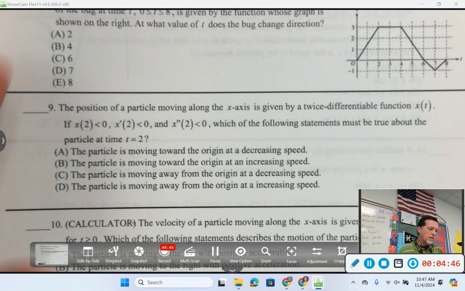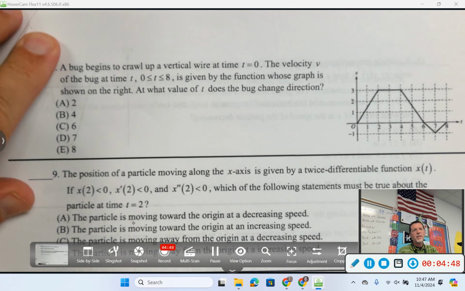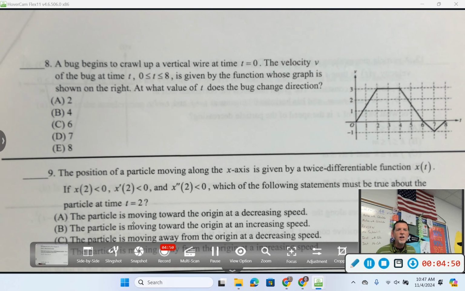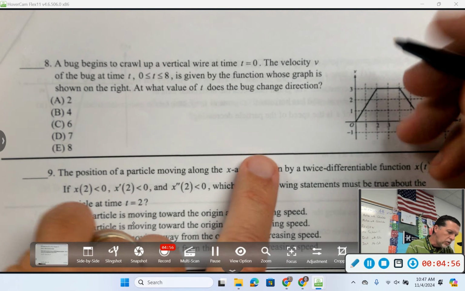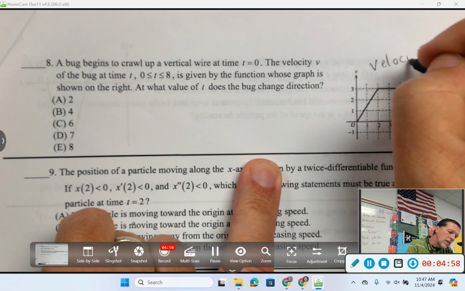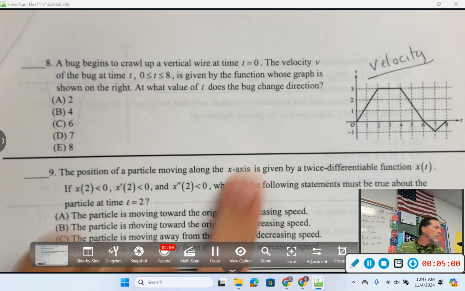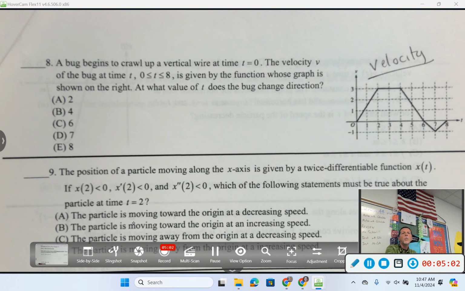Number 8. Oh, good. I wanted to do one of these. A bug begins to crawl up a vertical wire at time 0. The velocity is given by the function whose graph is shown on the right. 6 times. It happened 6 times. So, what is that the graph of? Velocity. So let's be careful.